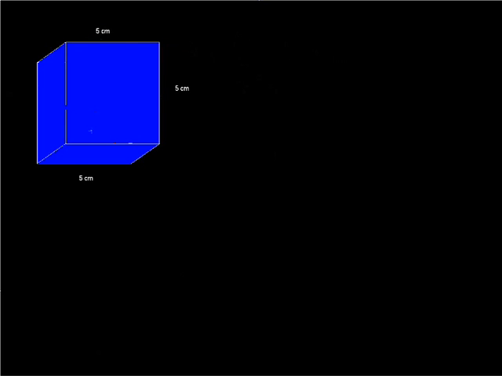If we look at this drawing, it's meant to be a cube, although it sort of gives you a bit of an optical illusion if you look at it for too long. It's a 5 centimeter by 5 centimeter by 5 centimeter cube. Hopefully you'll be able to see the 3 dimensions. Okay, so to work out the volume of anything, we times the 3 dimensions. So 5 centimeters times 5 centimeters times 5 centimeters equals 125 centimeters cubed.